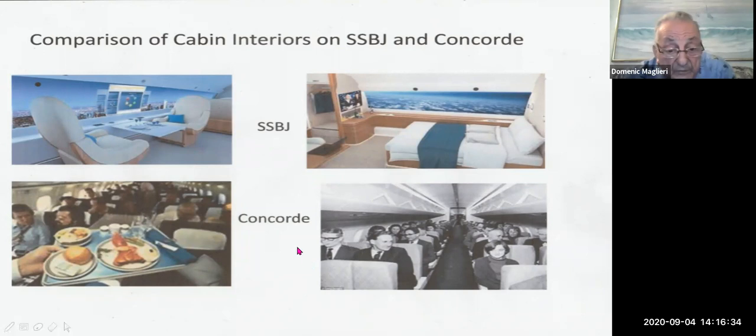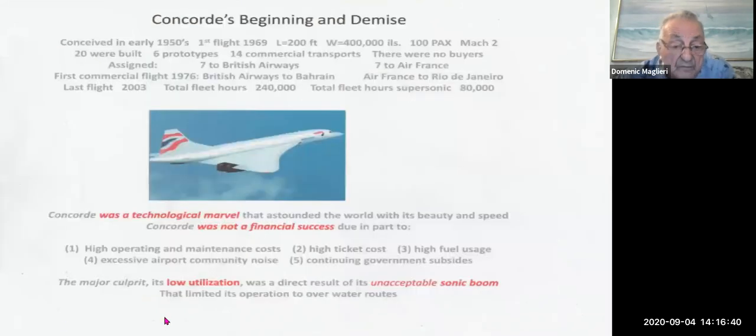Let me talk a little about Concorde and some of the implications that may end up on the new entries and those to come. Concorde was conceived in the early 50s. First flight in '69, 200 feet long, 400 pounds, 100 passengers, Mach 2. 20 were built, 6 prototypes, and they hoped to sell 14, didn't sell one. So they assigned 7 to British Airways, 7 to Air France. First flights in '76, British went from London to Bahrain, and Air France went from Paris to Rio de Janeiro. Last flight was the crash in Paris in 2003.